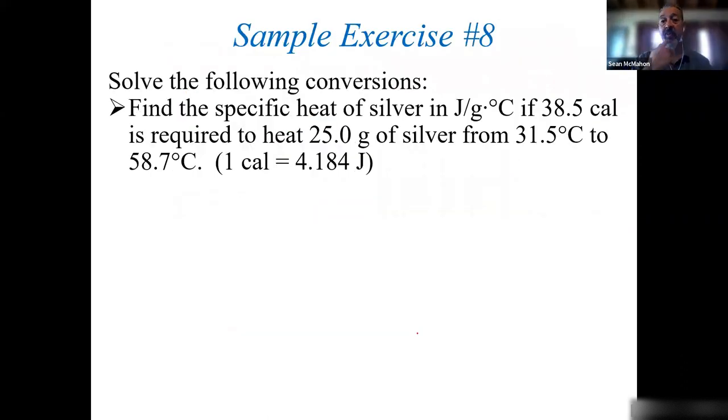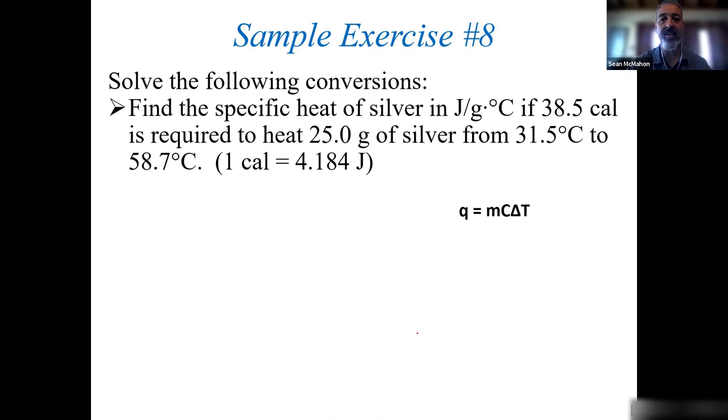Now, in your sample exercises, you have a problem asking you to solve for the specific heat of silver. And again, I know you could type it into Google and figure out the specific heat of silver, but in this class, you'll need to show your work to get full credit. We're not using Google or Chegg or any websites like that. We have to actually be able to solve for it. So you can pause this video and try to solve it just the way we did, or we can go straight into solving it. So how are we going to do that?